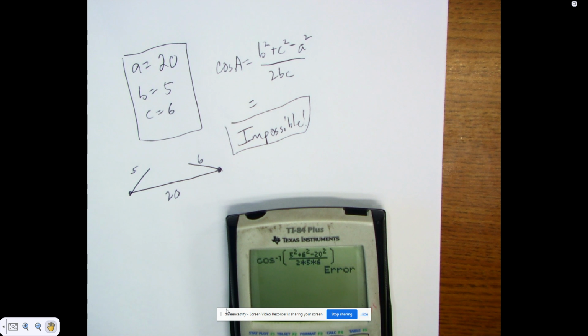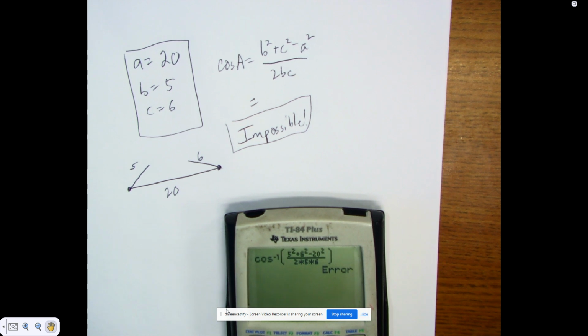Okay. I think at this point, I'm going to leave you to the rest of your assignment, and then maybe you'll have some questions on story problems or whatever, or maybe even on finding the other items, but this will get you started on the law of cosines.